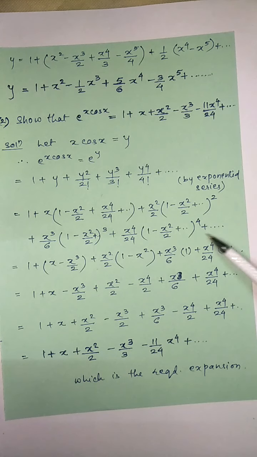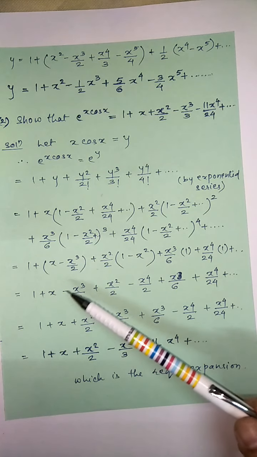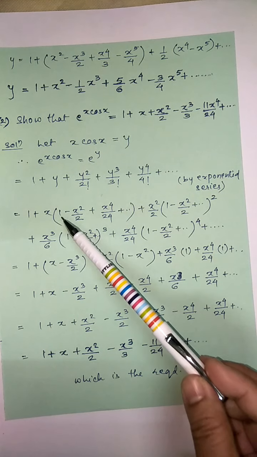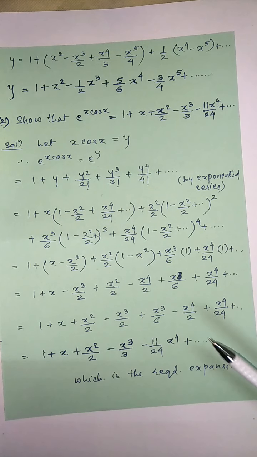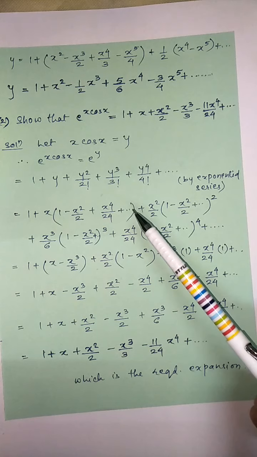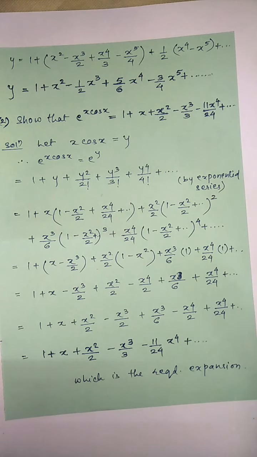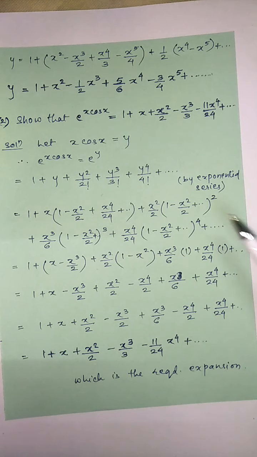And now we will simplify this. What we have is 1 plus x into 1 is x, minus x into x square by 2. It is minus x cube by 2. Now x into this x raised to 4 will be x raised to 5 and we don't want that term. So we are neglecting the terms beyond that. Then here it will be plus x square by 2. And now it is bracket raised to 2.